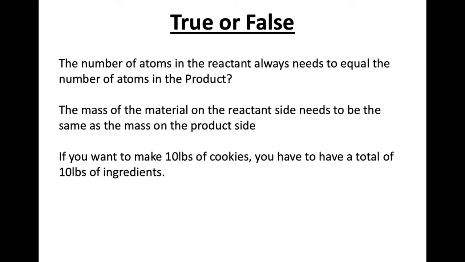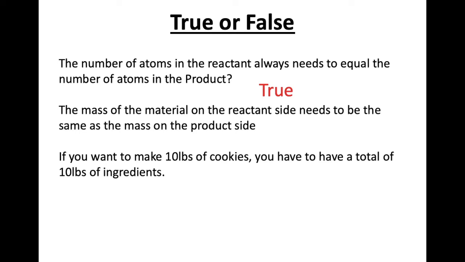We're going to start out with a little warm-up, to get our brains rolling on science. True or false? First one: the number of atoms in the reactant always needs to be equal to the number of atoms in the product. This is true. This is because both sides of your reaction, the reactant and the product, need to be equal.